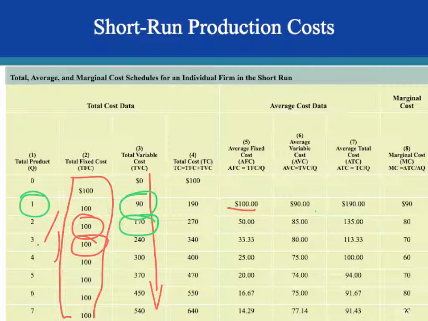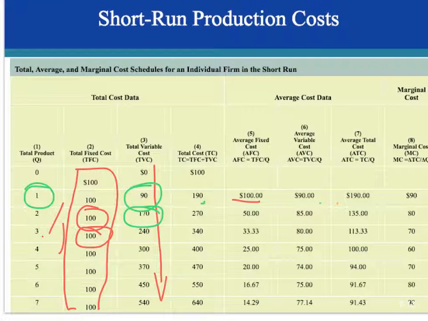Average total cost here would be column 4 divided by column 1. So we have total cost, 190, divided by 1 will give us average total cost here of 190. 270 divided by 2 would give us average total cost here of 135, and so on. And we have marginal cost.